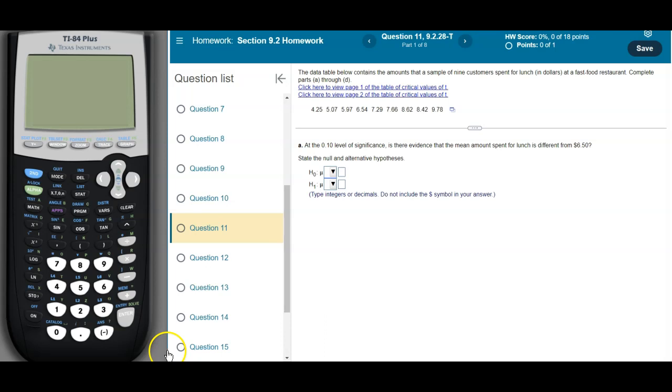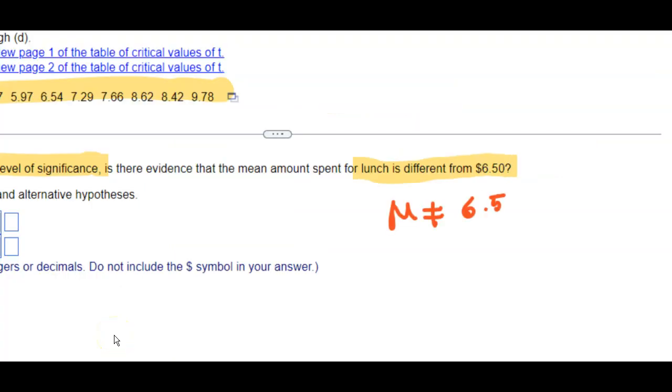All right, so in this question, we are given 9 lens prices, and we want to figure out at the 0.1 level of significance whether the mean is different than 6.5 dollars. The last statement, that the mean is different than 6.5, is nothing else than H1 because it's different, and this is also going to be the claim.